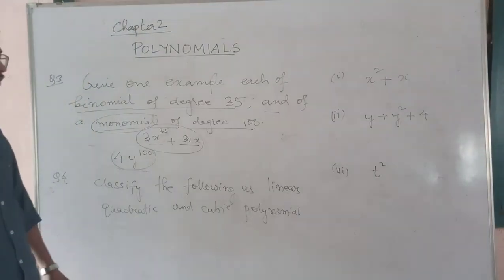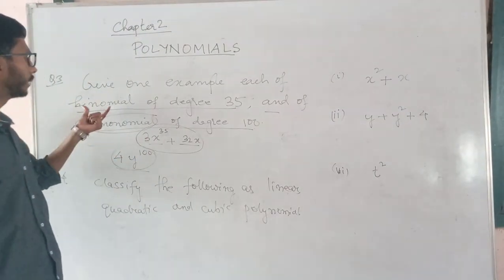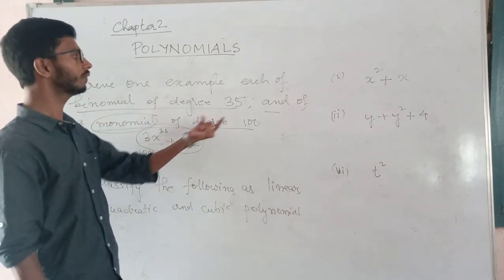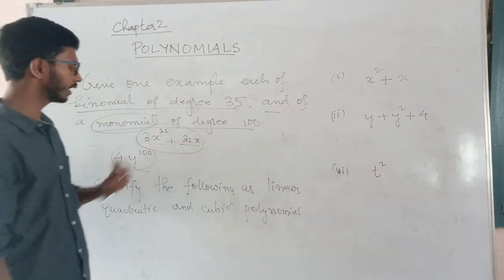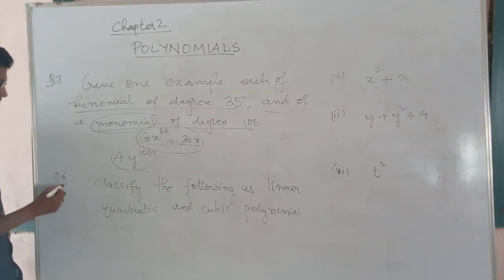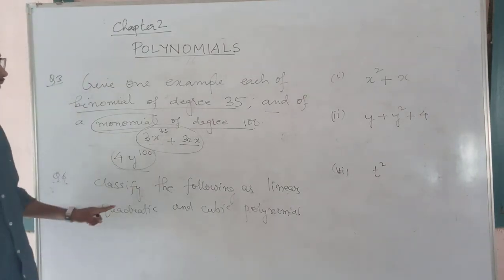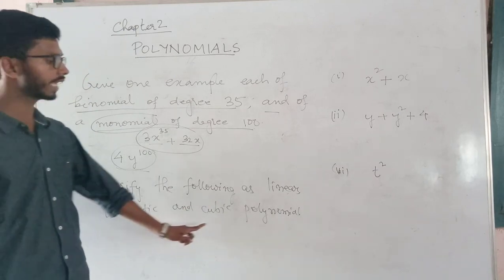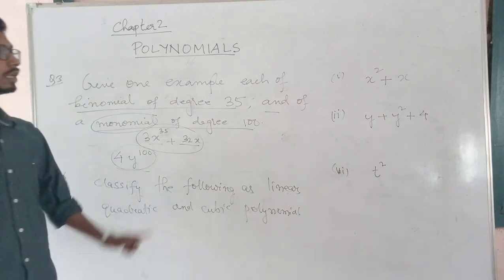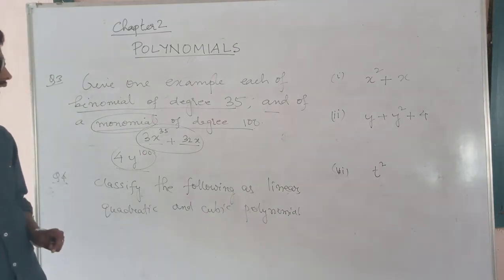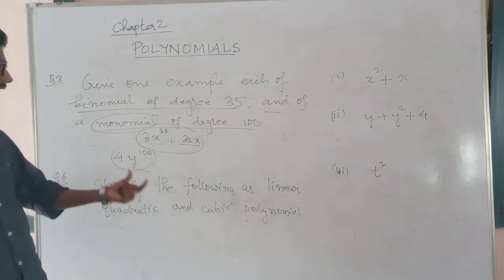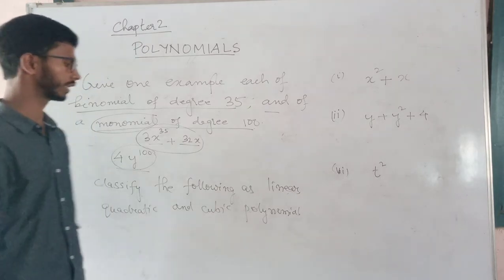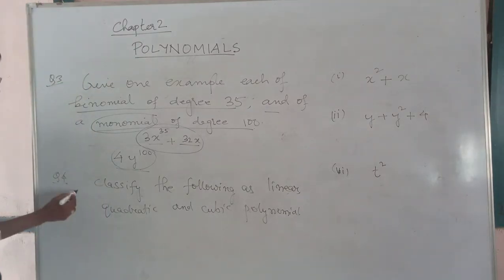So in the exam a question may come to make a binomial or monomial, or it can be a cubic polynomial of several degrees. So in this manner we can make. Now let us see question number 4. Classify the following as linear, quadratic and cubic polynomial. So some questions are there, we will classify which are linear, which are quadratic and which are cubic. So I will just brush up your knowledge.